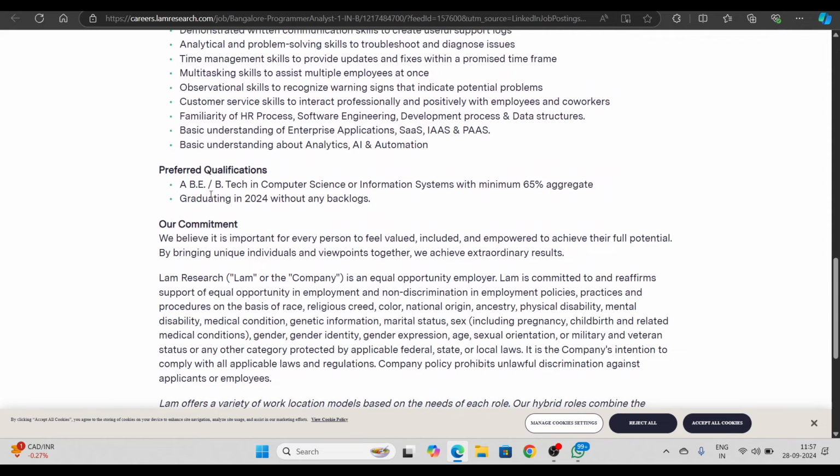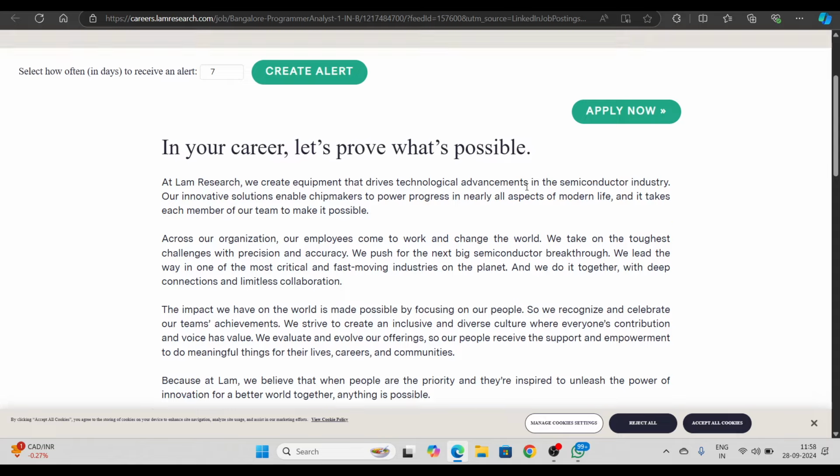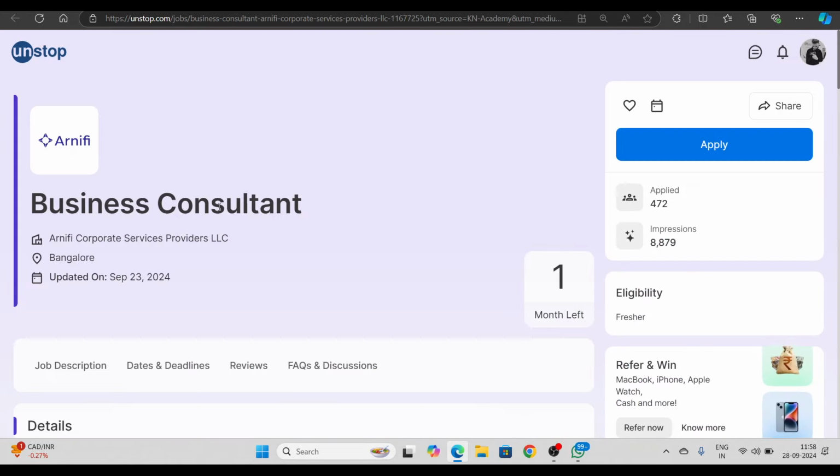Talking about the graduation qualifications, it is for those graduating in 2024 without any backlogs. So this hiring is officially only for the 2024 batch. If you are passing out from the 2024 batch, then this hiring is for you. A B.Tech in computer science or information systems with a minimum of 65% aggregate is required to apply for the position.